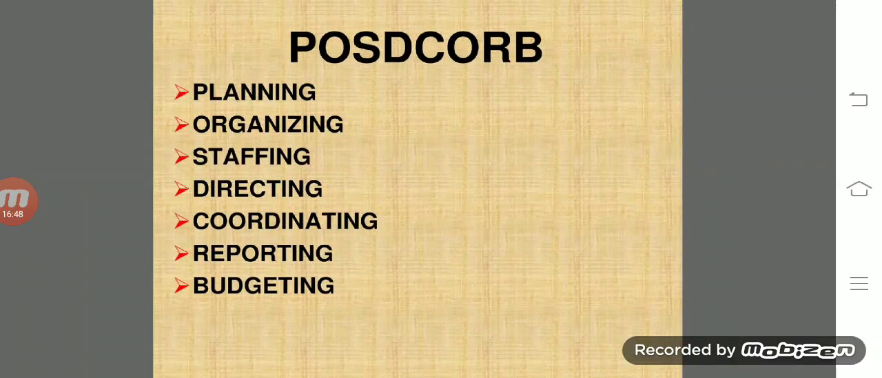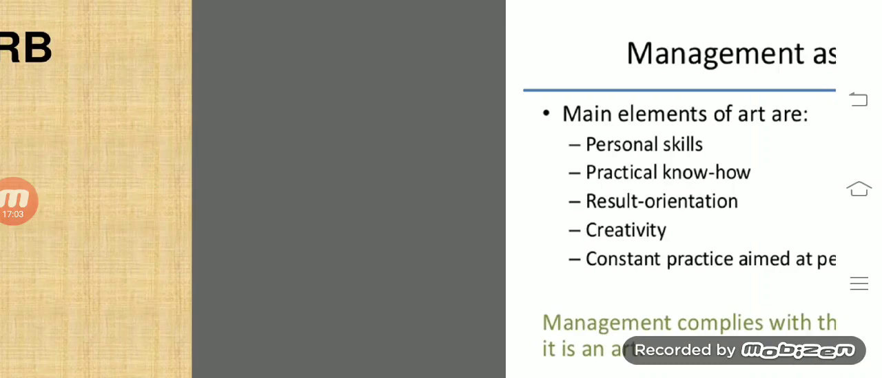POSDCORB means P for planning, O for organizing, S for staffing, D for directing, C for coordinating, R for reporting, B for budgeting. Clear till here?